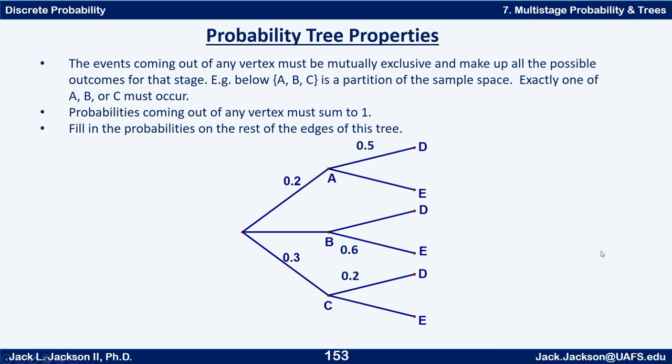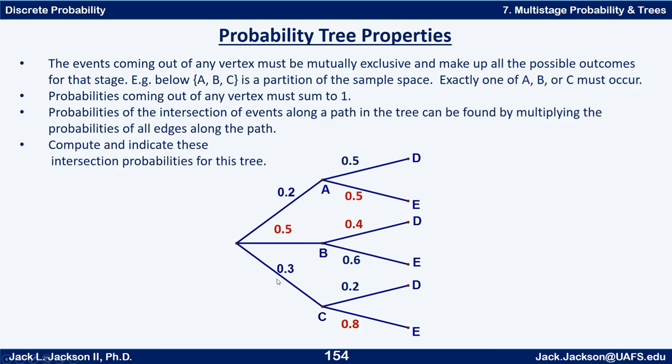Well, the fact that we're going to use is the fact that these probabilities all have to add up to 1. So 0.2 plus 0.3 is 0.5. 1 minus 0.5 leaves 0.5 for the probability of B, because exactly one of A, B, or C has to happen. Similarly, once A happens, exactly one of D or E happens. Since D is 0.5, 1 minus 0.5 is 0.5 for the probability of E given A.